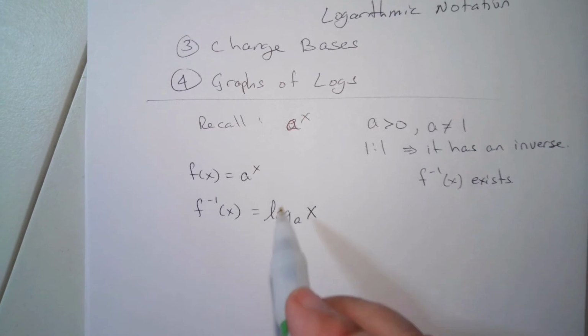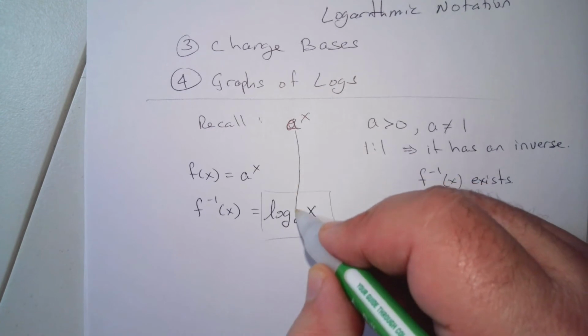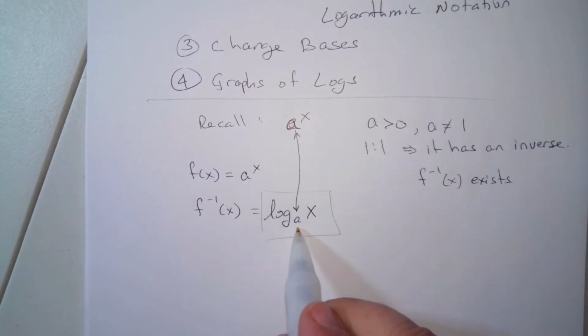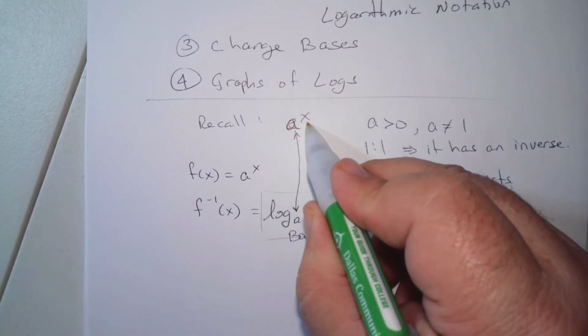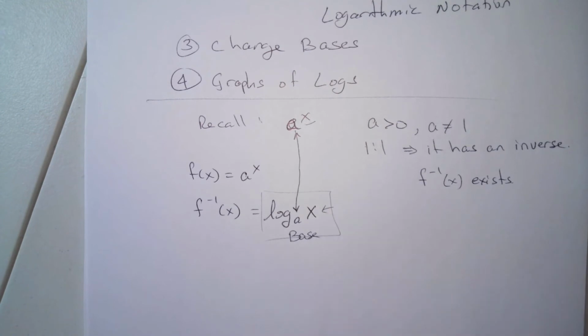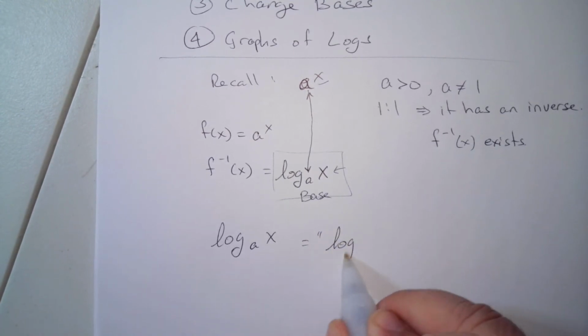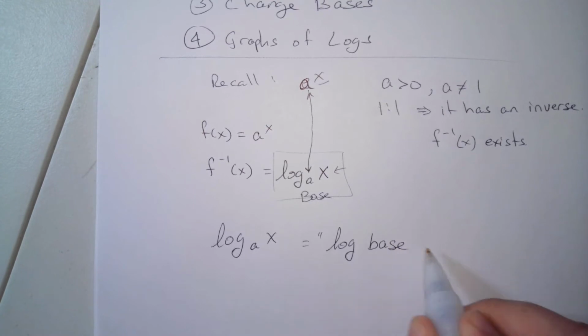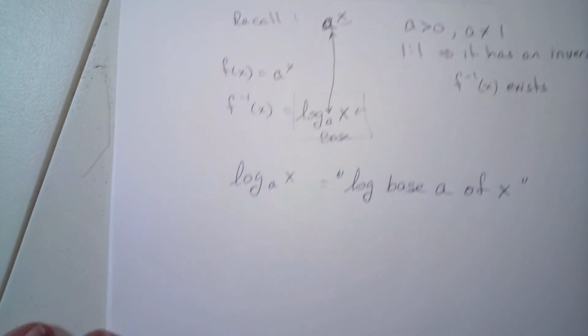This is the notation that we'll be using for logarithmic equations. Remember, a was the base, it's still the base. Here's the exponent, here's the operation. So the way this is read is log base a of x. That's how it's read.